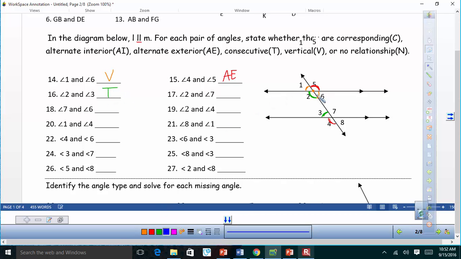All right, and then 2 and 7. So we have 2 here and 7 here. What are these? Alternate interior. Very good.